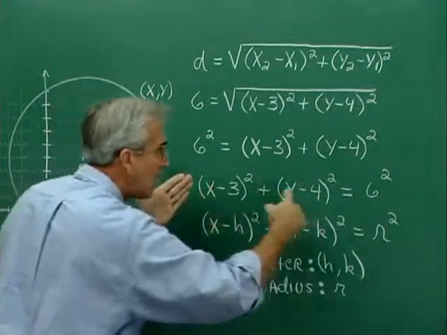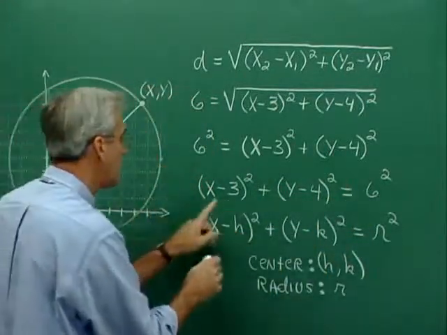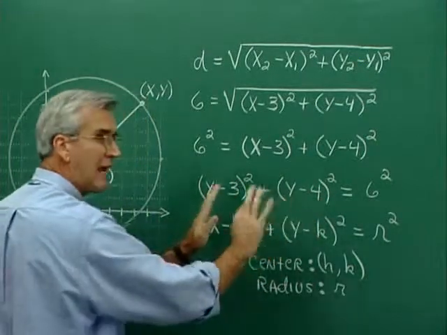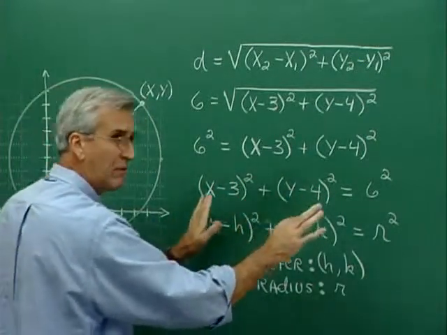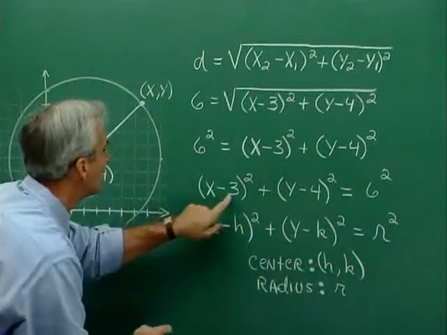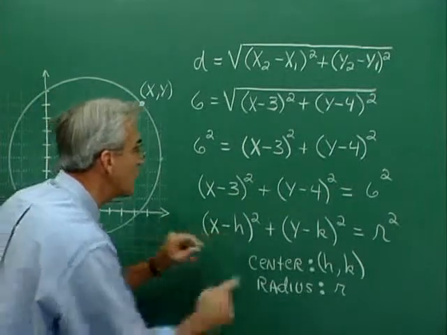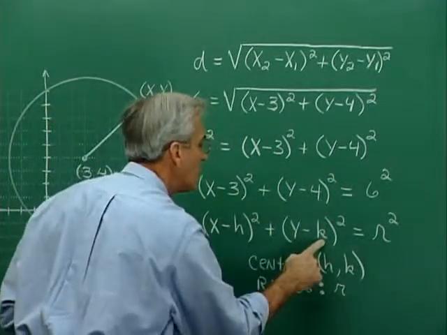We can generalize this situation like this. We can say, okay, let's just let letters stand in for 3 and 4. Now, not x and y here. We want some foreign letters like h and k. All right, so I'll let the x component for the center be h, and the y component for the center be k.